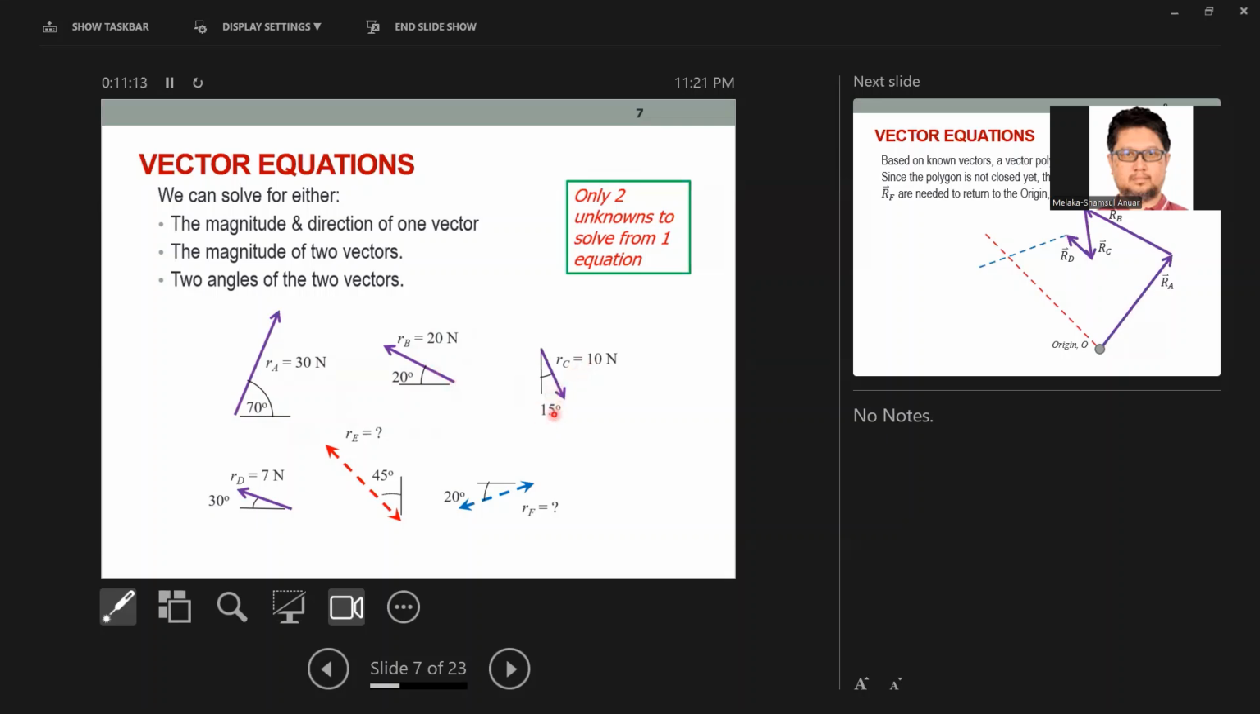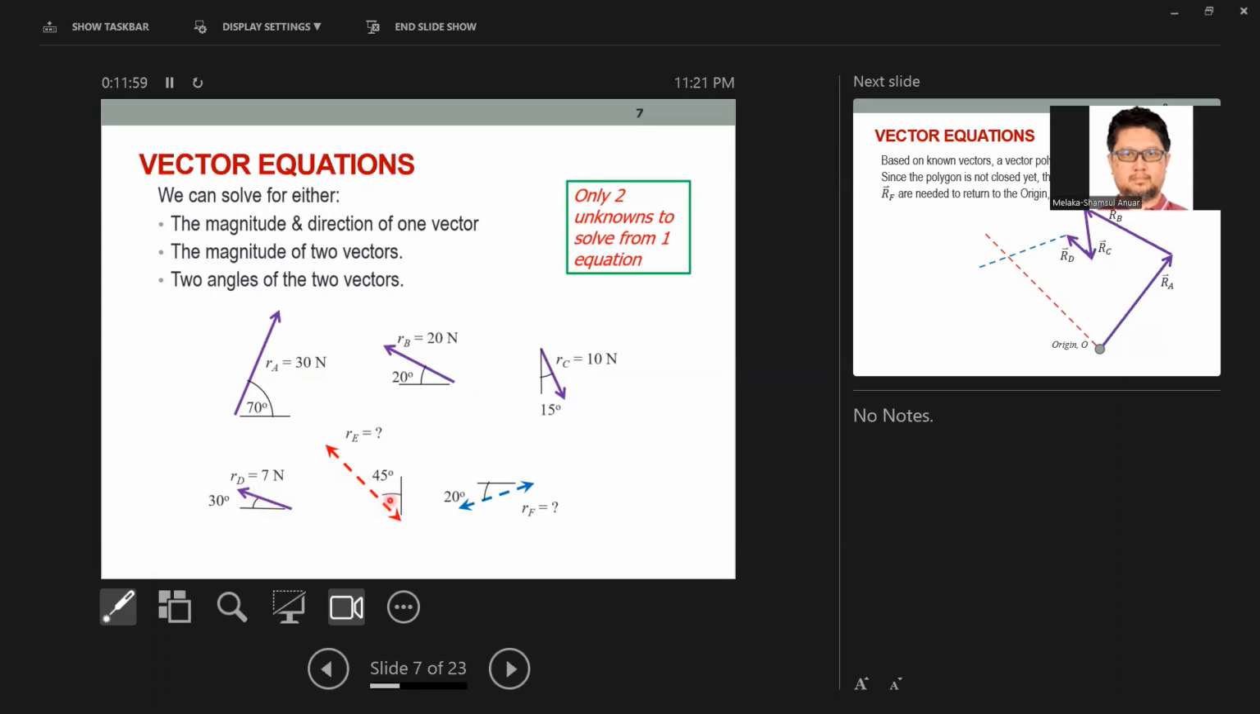Same over here, this is 15 degrees from south, but this is the magnitude, and the direction here should be labeled as negative 75. And this is another known vector, 7 Newton, and the direction is 30 from this direction, but from the positive x, that will be 150 degrees positive.